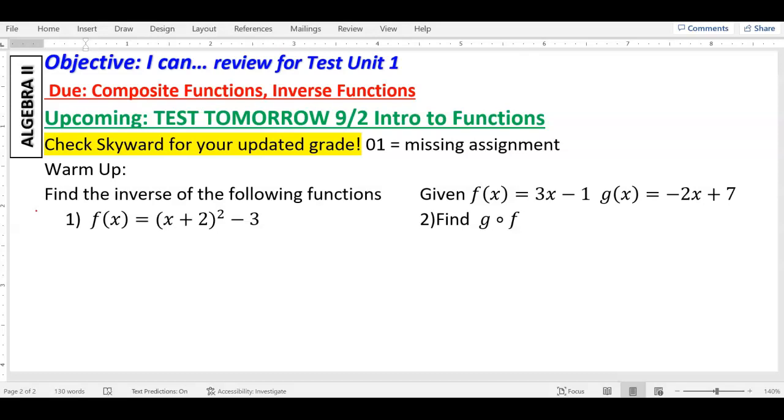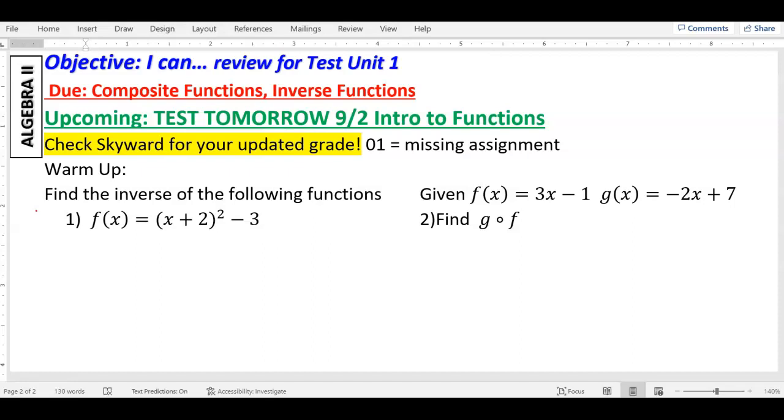Test tomorrow. Check out for your grades. Little piece of paper tells you what your grade is. Stay up to date on that. So if your grade's not what you want it to be, don't freak out yet, but just work on it. Okay, everything's fixable, right? Number 1, try to find an inverse.